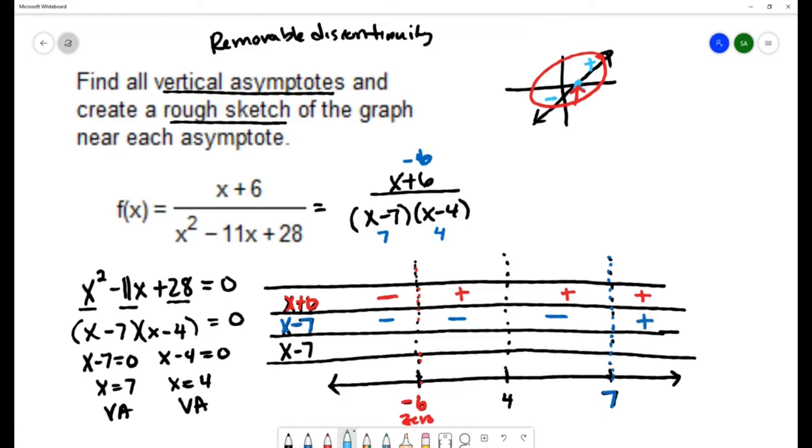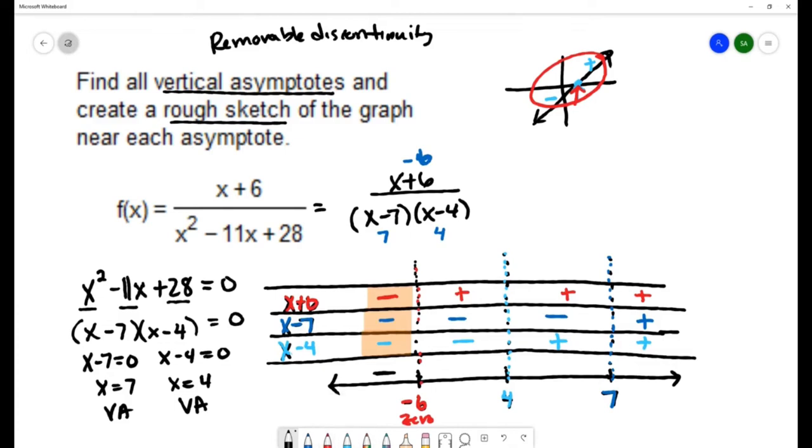Then we have a factor of x minus 7, which, oops, I wrote the same factor twice, so this should be x minus 4. And x minus 4 has a 0 of 4, and it will change signs over that 0. So to the left of it, we have negative, and to the right of it, positive. So we do that for each factor, and then we're going to multiply all the signs together. So if I multiply these three signs together, a negative times a negative times a negative will be a negative for that interval.